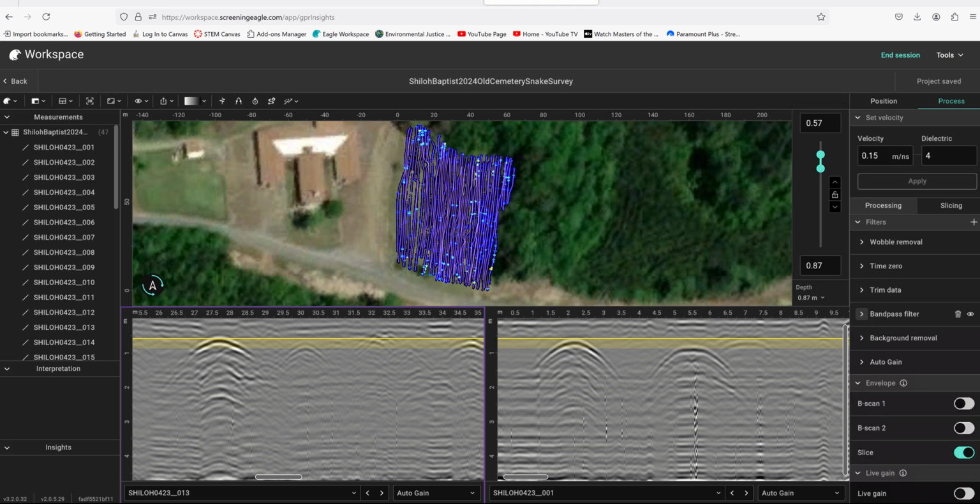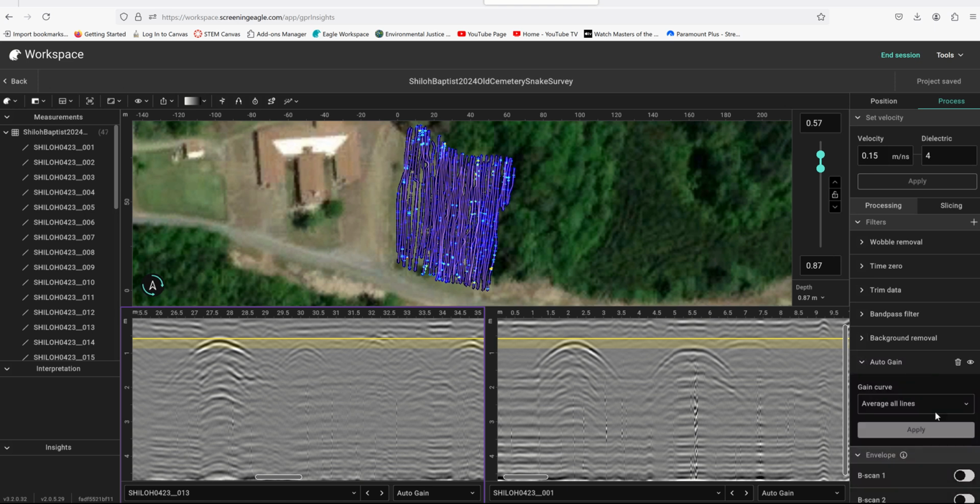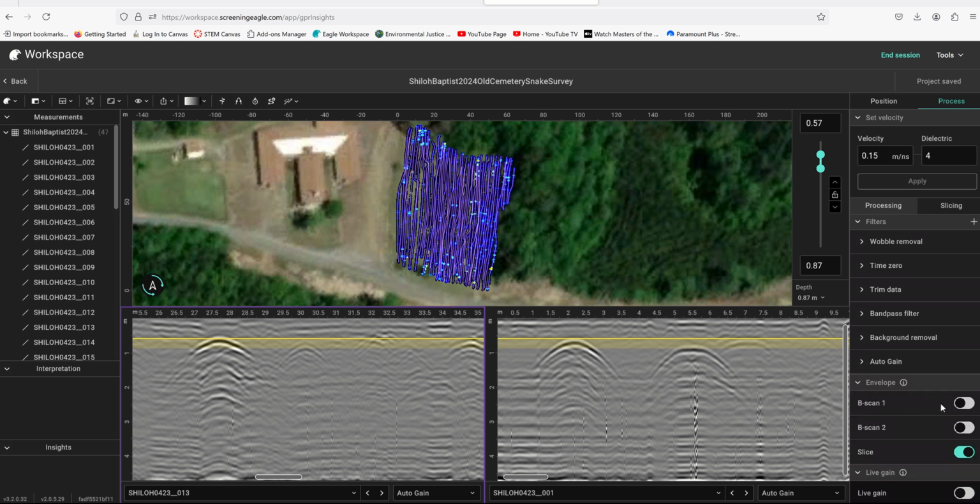So there's our bandpass filter. We can do a background removal by pulling off traces here, but we're not going to worry about that so much. We can do our auto gain curve, which we can do by line, or we can do an average of the whole cemetery, or we can choose which line we'd like to do it. I'm going to go ahead and leave the auto gain alone now. I'll probably play around with that to see if we can get better data sets there.